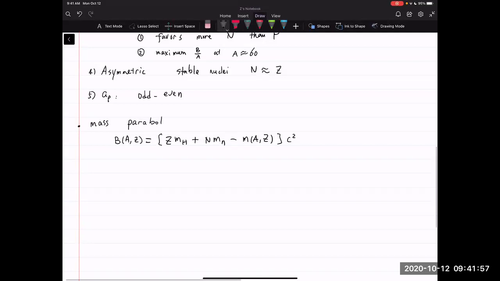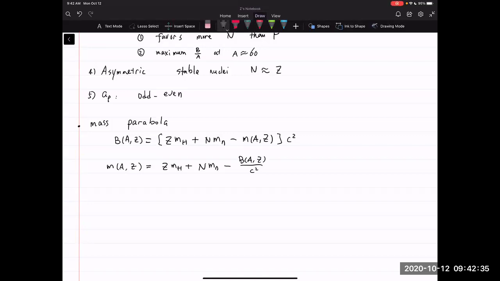Parabola. Okay, why is it called parabola? Let's write it down. So then what is the mass? So the mass of AZ, let's write this down, mass in terms of binding energy. That would be equal to Z, the number of protons, times the mass of hydrogen, plus N times the mass of neutrons, then minus the binding energy divided by c squared. So if we know the binding energy, then we can plug it in here, and then we can know the mass.